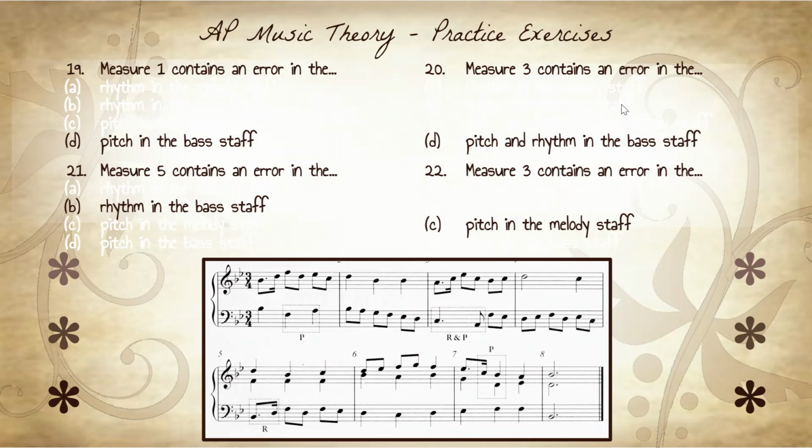Question 22, what is written in the last 2 measures of the right-hand melody is fa, mi, re, ti, do. What is played is fa, re, do, ti, do.